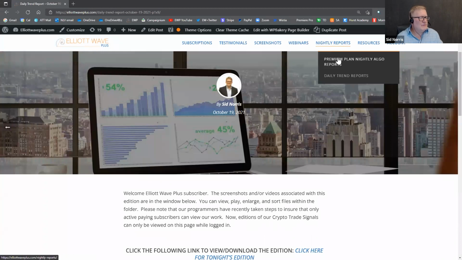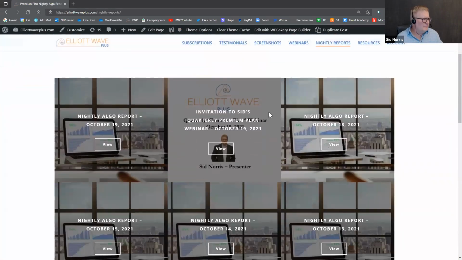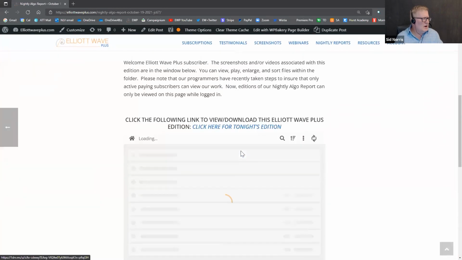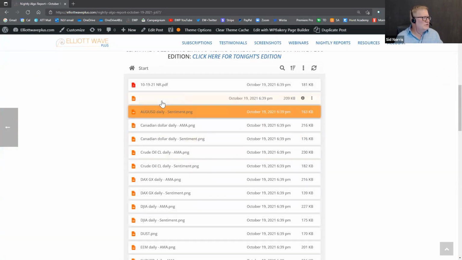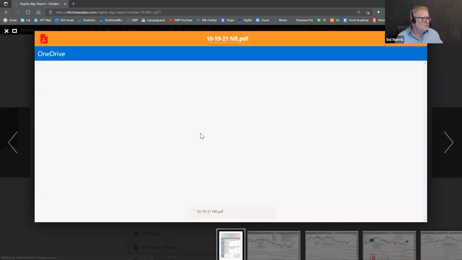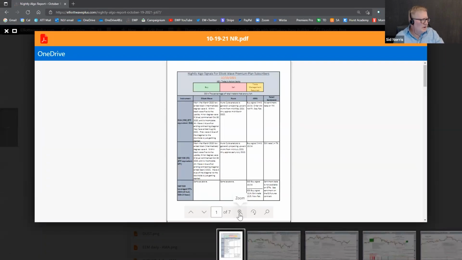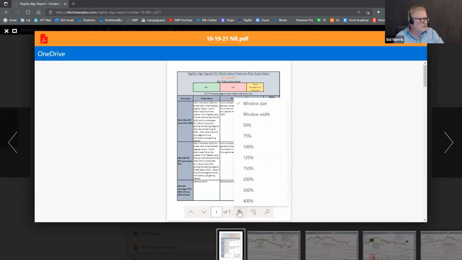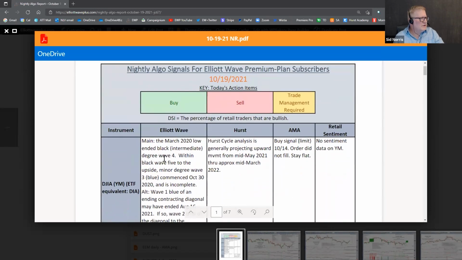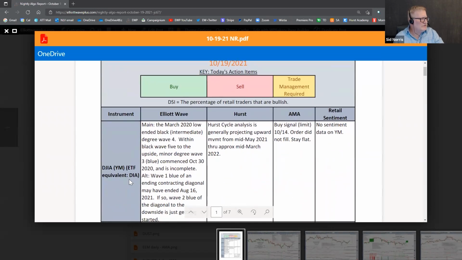And then the stuff that we're going to cover tonight, the premium plan nightly algo reports. Here's tonight's edition, shows screenshots on about 20 different items and a summary report. We're going to go directly to that summary report here. Going to enlarge it and talk about it. Okay, so there's every item, for instance, the YM contract of the Dow Jones Industrial Average.